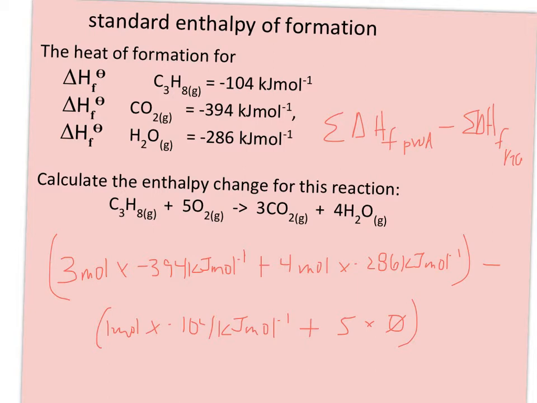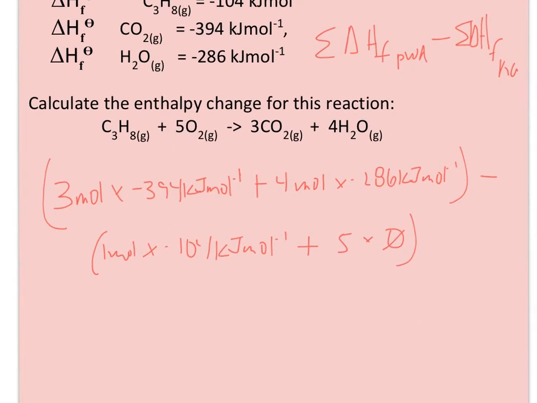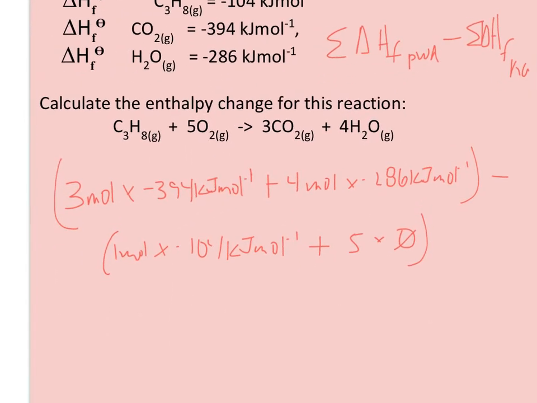So now I just plug and chug. If I did my math right, I ended up with my products having a value of negative 2326 minus the minus 104 value, so really I'm adding the 104. So I'm coming up with a value of negative 2224 kilojoules per mole as my enthalpy change.